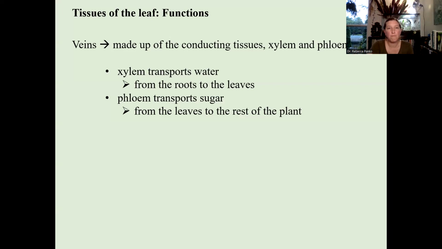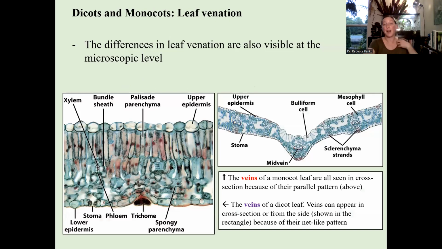I think I've already covered this today, but yeah, veins, they're made up of those conducting tissues, xylem and phloem, and just recall that xylem transports water from the roots to the leaves. Phloem transports sugar from the leaves to the rest of the plant. And I think this is the last, yeah, good, okay. We're almost done, and the roots won't take near as long. The roots will go through a lot quicker.